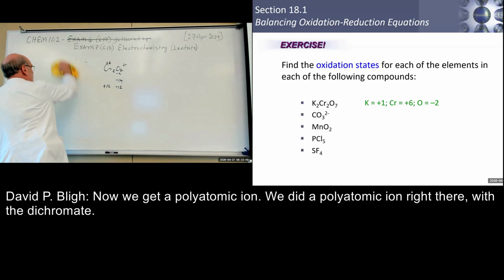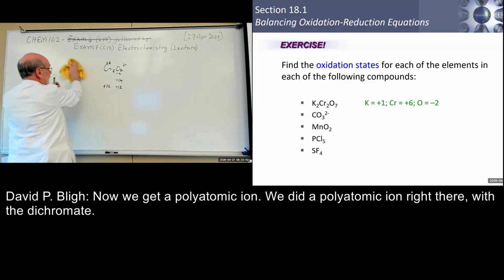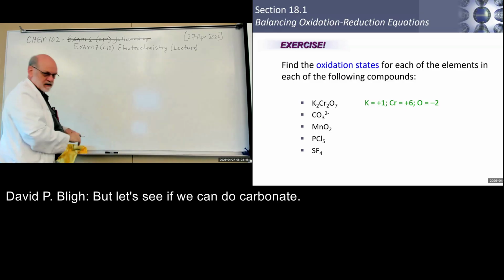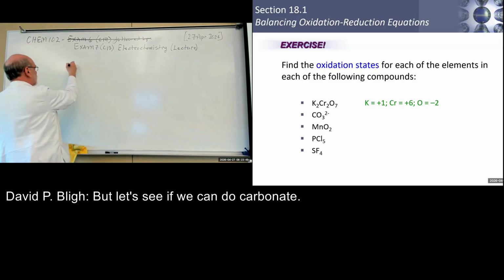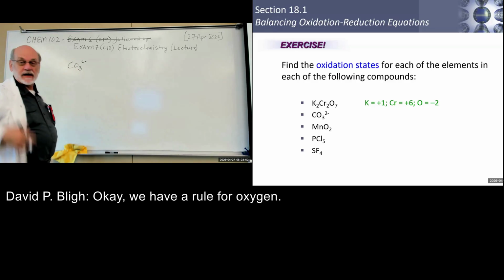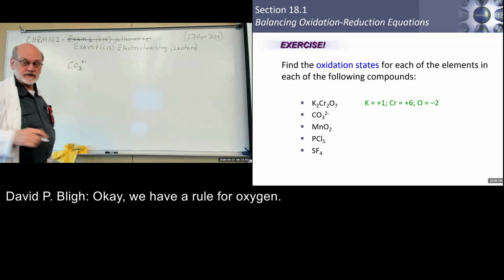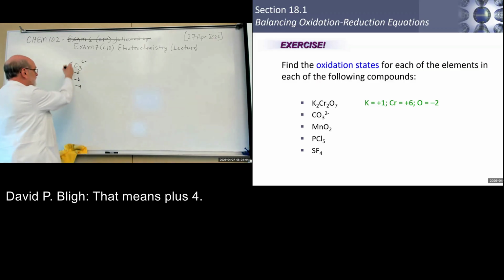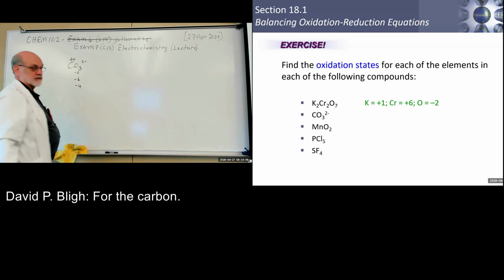Now we get a polyatomic ion. We did a polyatomic ion right there with the dichromate. But let's see if we can do carbonate. Right? Okay. We have a rule for oxygen. -2 times 3 is a -6. We have to hold two of the minuses out for this charge. So we really only have to balance the -4. That means +4 with a carbon.